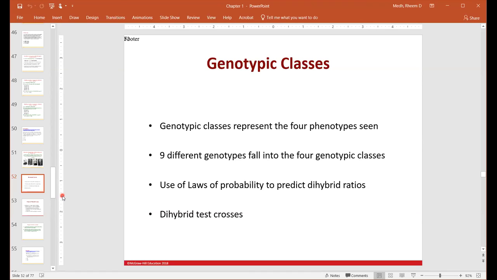Okay, the 4 phenotypes. The uppercase letter represents the dominant phenotype, and the lowercase letter represents the recessive phenotype. So these are your 4 genotypic classes representing the 4 phenotypes. Okay, everybody with me?